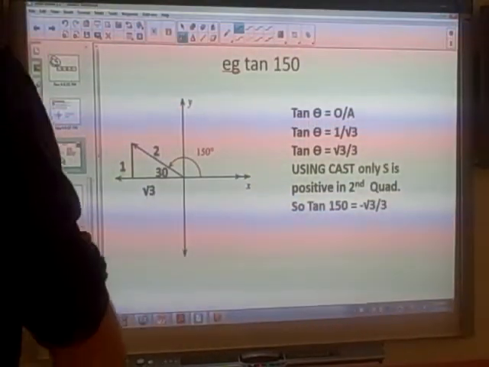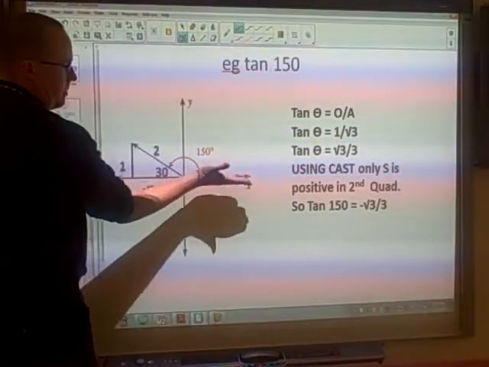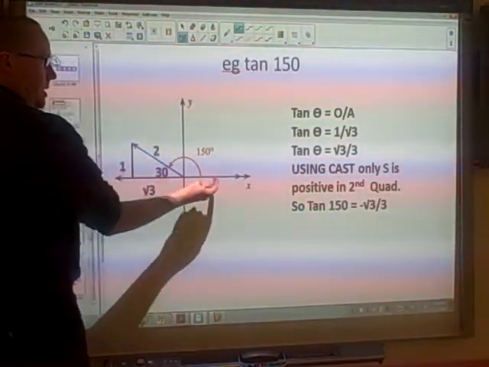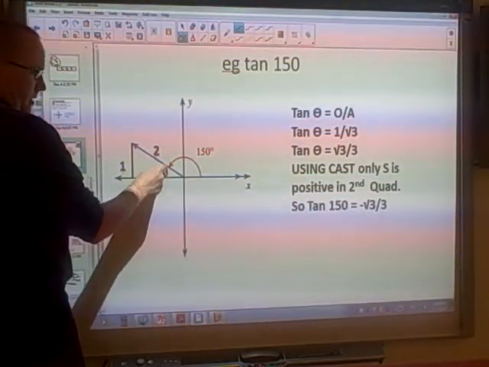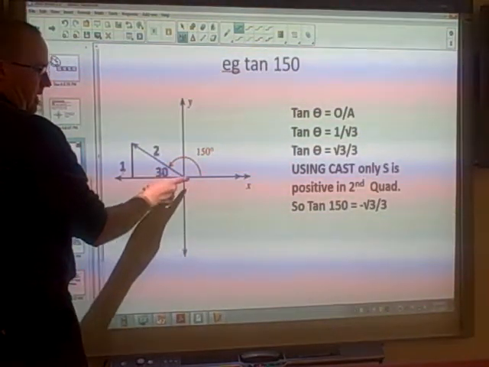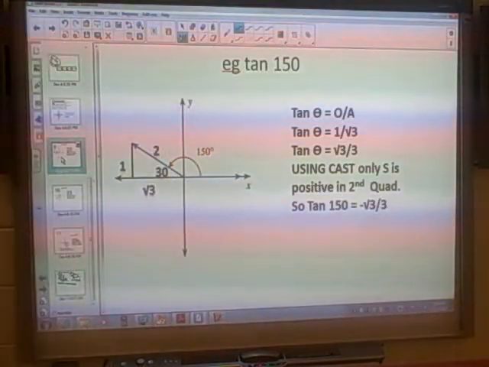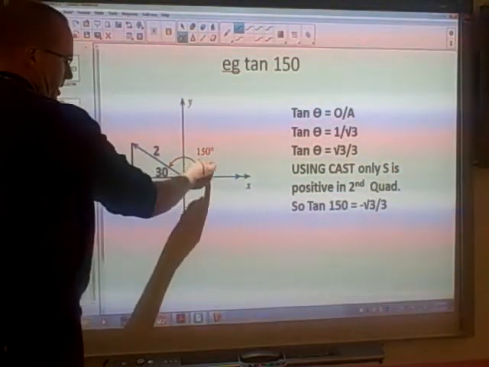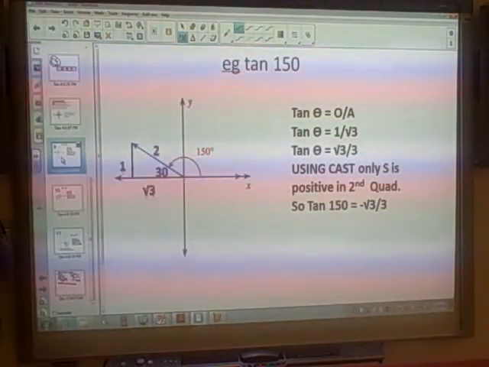So if we're working out tan 150, then we've got to remember that when we measure our angles, we're going to measure counterclockwise from the x-axis here. So we're going to go around 150 degrees, which leaves an additional angle here, and this is the angle that we're actually interested in. We want to know the angle it makes with the x-axis. So this would be 30 degrees, because together this would make 180 degrees.